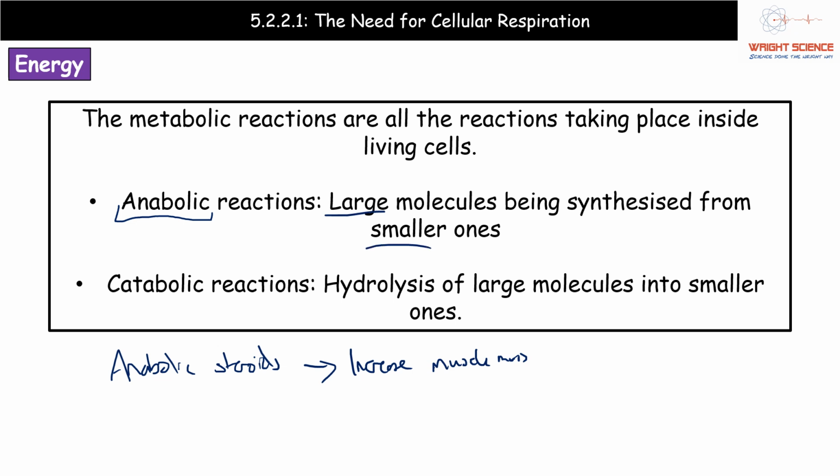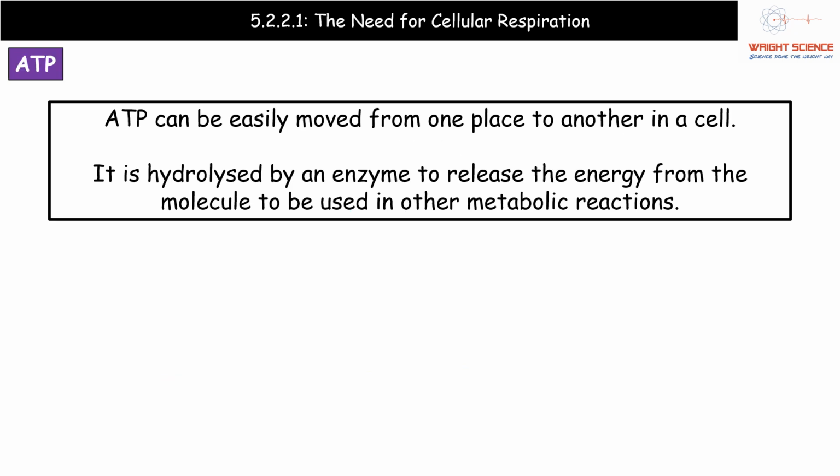And catabolic is just the opposite. We're going to break the large molecules down into the smaller ones. So what we've done is we've mentioned this substance ATP. Now ATP is a chemical that we first met back in module 2. So we looked at how it's obviously formed. We had a look at the difference between ATP, ADP, AMP. And obviously what we're looking at is a chemical molecule. And the reason that we're going to be generating this ATP is because it's a substance we can easily move from one place to another in a cell.